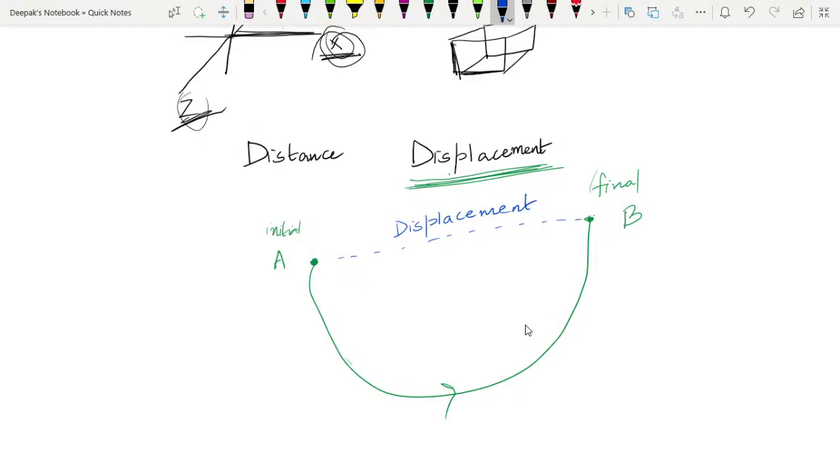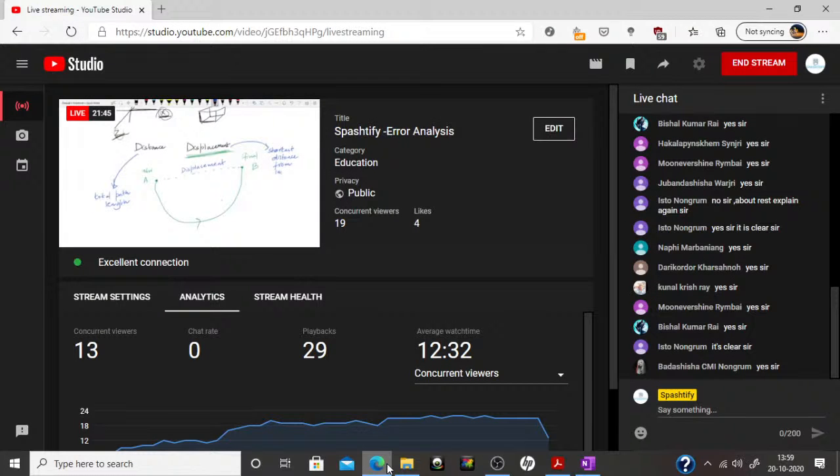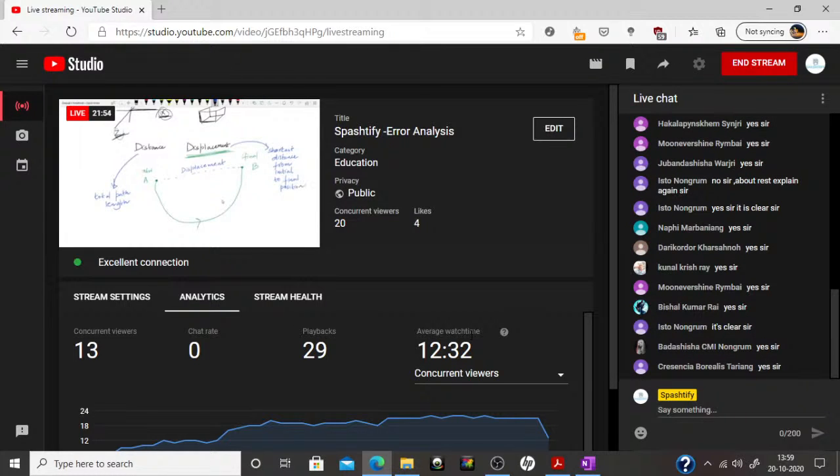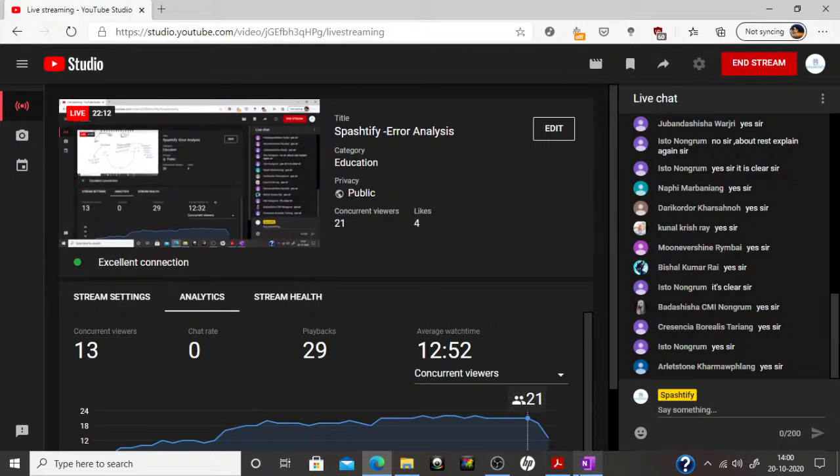And distance is actually the total path length. What is distance? Distance is the total path length, that is your distance, whereas displacement is the shortest distance from initial to final position. Okay, this is your displacement. Is it clear the difference between distance and displacement? Is it clear, yes or no? Okay, so that is the difference between displacement and distance.